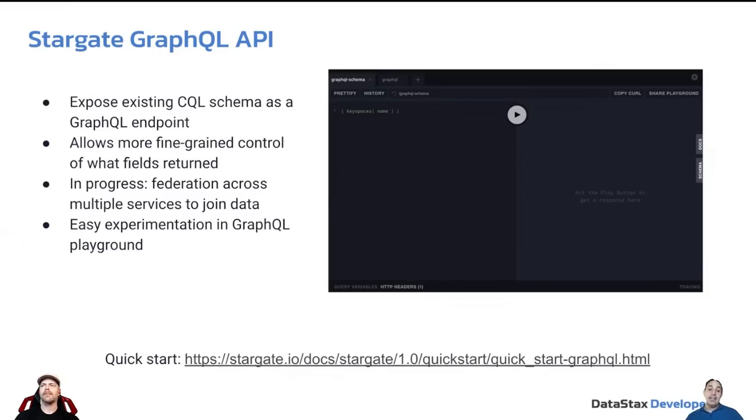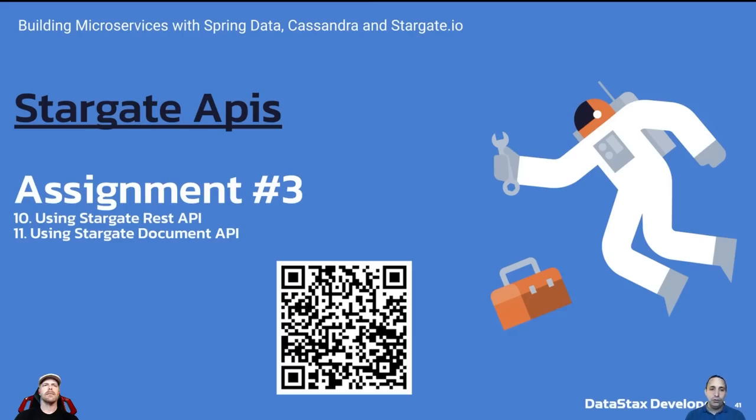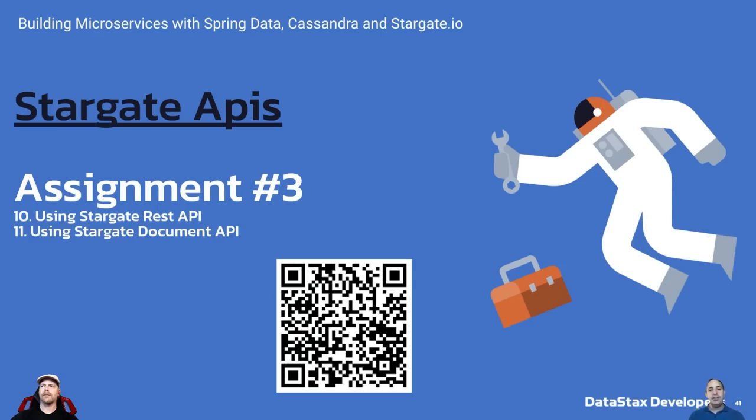Fortunately, as I told you, Stargate is included in AstraDB. Nothing for you to check or configure. You will simply use the embedded tools provided by Astra, namely Swagger UI and GraphQL Playground, to play with those APIs. And with that, your turn. Go to assignment 3, number 10 and 11 in the GitHub. Here you see the QR code. And of course, David will do the walkthrough with you in the next video.